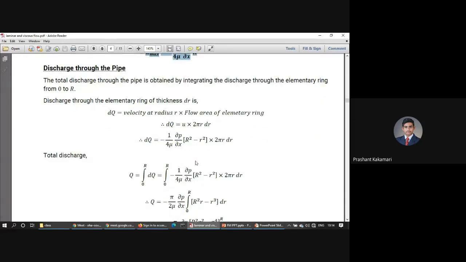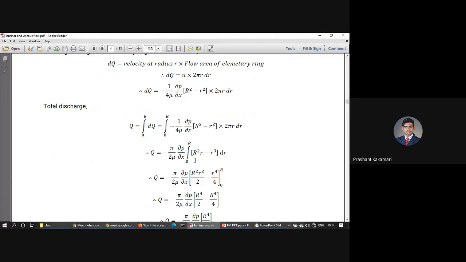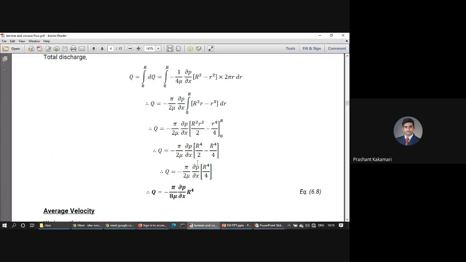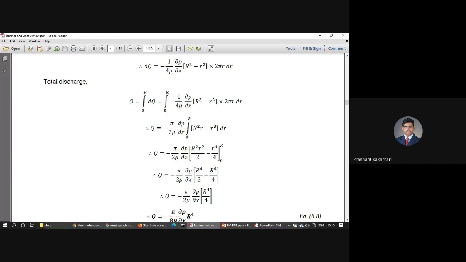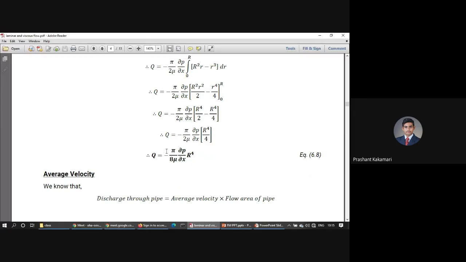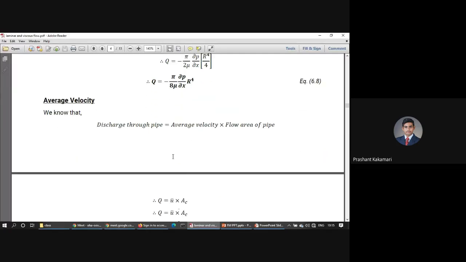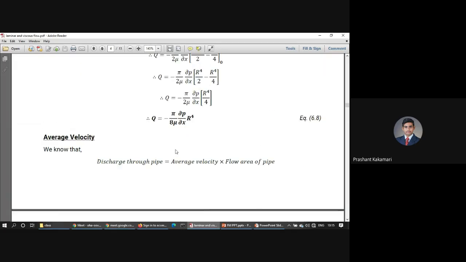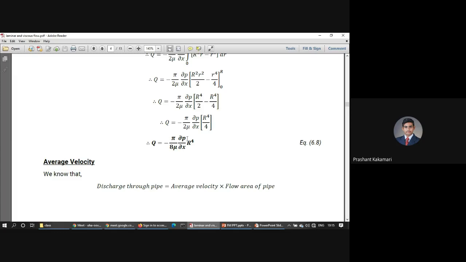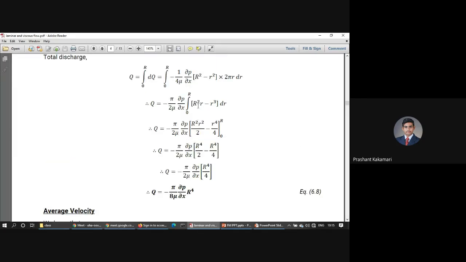Then we went through finding the discharge of the pipe, where we need the average velocity. Okay. So using that average velocity and the flow area, we found the discharge. The average velocity U bar is minus 1 by 8 mu dou p by dou x into capital R square. So either you can use the average velocity, or just by using the radius values, one can find out the discharge through the given pipe.